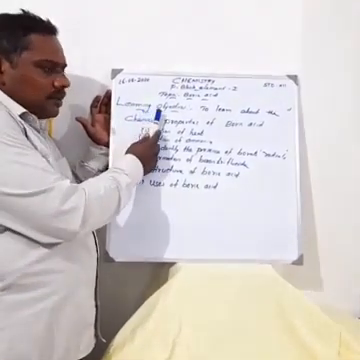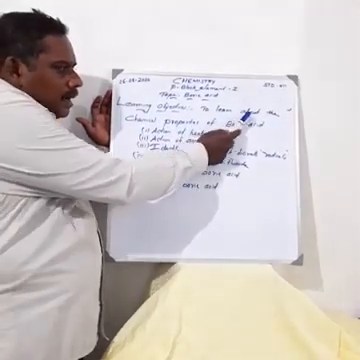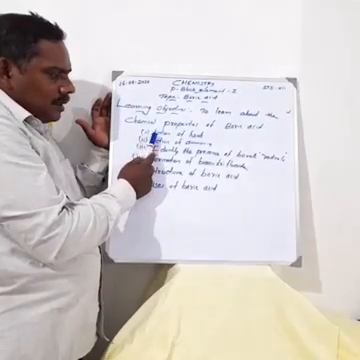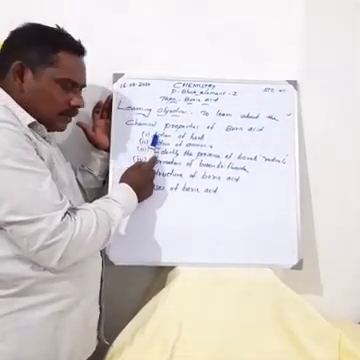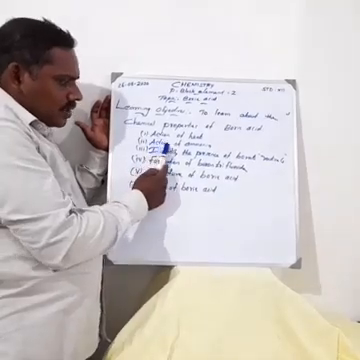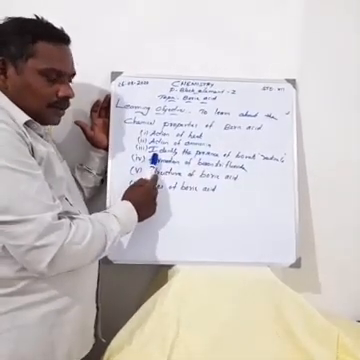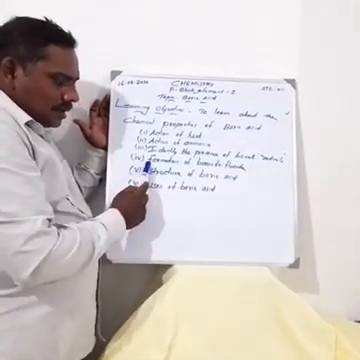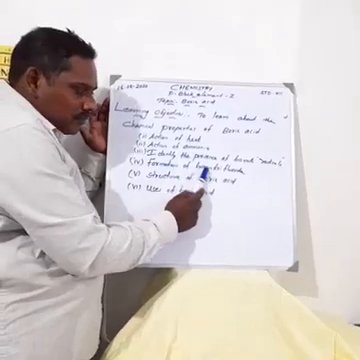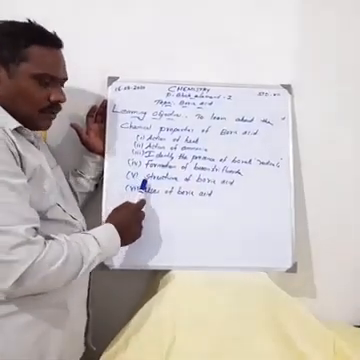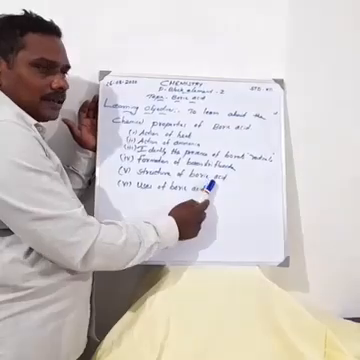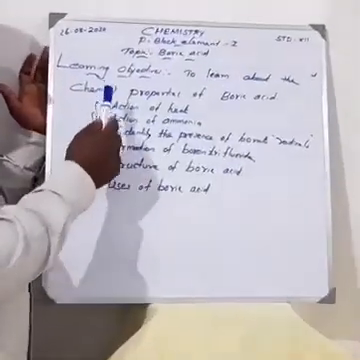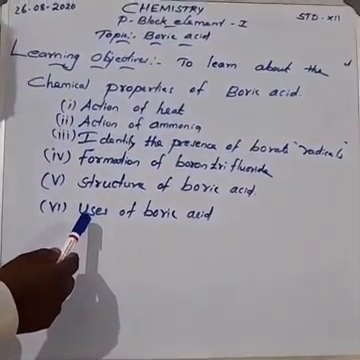Today's learning objectives: to learn about the chemical properties of boric acid. Number 1, action of heat. Number 2, action of ammonia. Number 3, identify the presence of borate radicals. Number 4, formation of boron trifluoride. Number 5, structure of boric acid. Number 6, uses of boric acid. These are the objectives for today's portion.